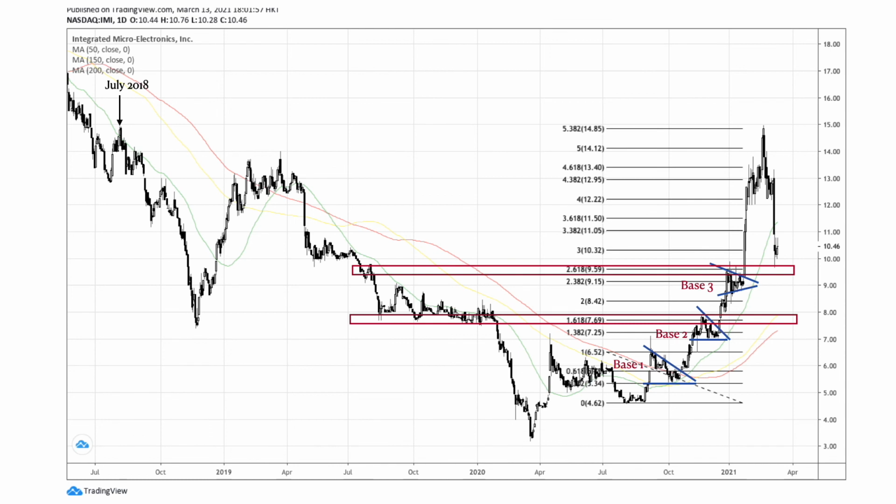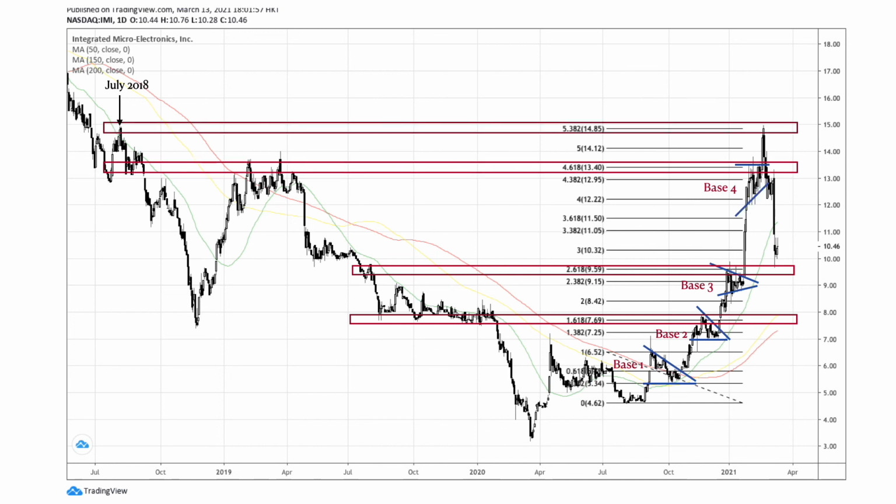A breakout above base 3 brought price to the 4.618 Fibonacci level, which was also a range resistance from the first quarter of 2019. Price tried to break above that level a number of times until it was finally able to break out. Price topped out at the confluence of the 5.382 Fibonacci level and the high of July 2019 at 15 pesos. This was the end of the markup stage.